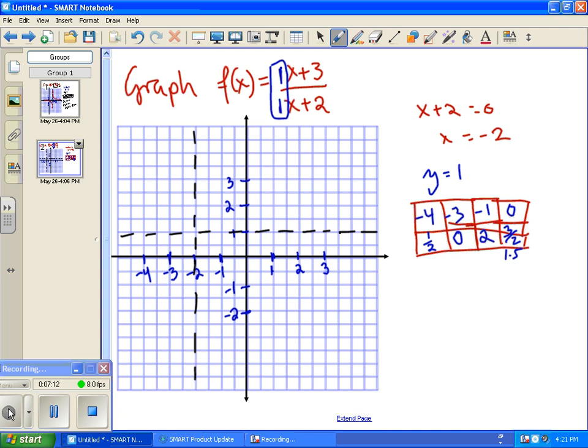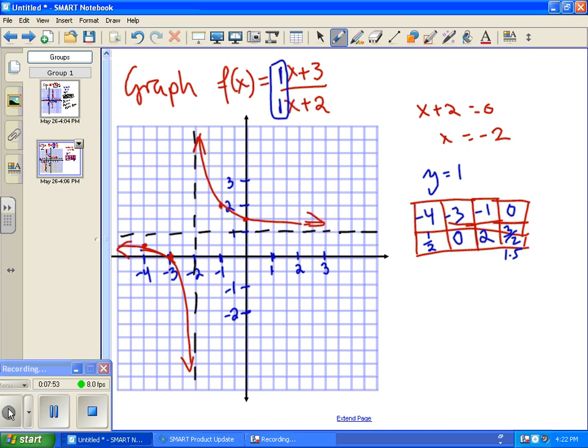So at -4, we have 1/2. At -3, we have 0. At -1, we have 2. And at 0, we have 1.5. Okay, so again, just as before, connect those numbers and make your graph approach the asymptote. And you can just put arrows at the end if you don't want to keep drawing the line. Likewise, with the other 2 points, let the graph approach the asymptotes.